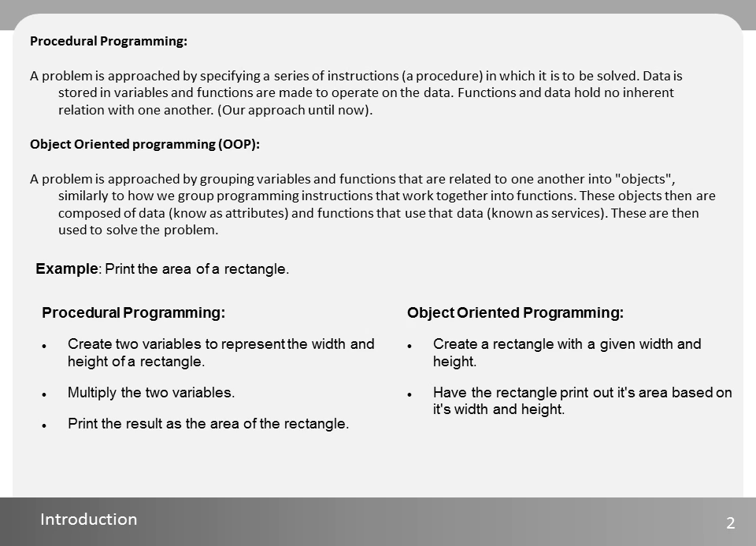If we were to determine the area of a rectangle and print it on the console, through procedural programming method, we would create two variables to represent the width and height of a rectangle, then multiply the two variables and print the result as the area of the rectangle. Through object-oriented programming, we would create a rectangle with a given width and height, and then have the rectangle print out its area based on its width and height.